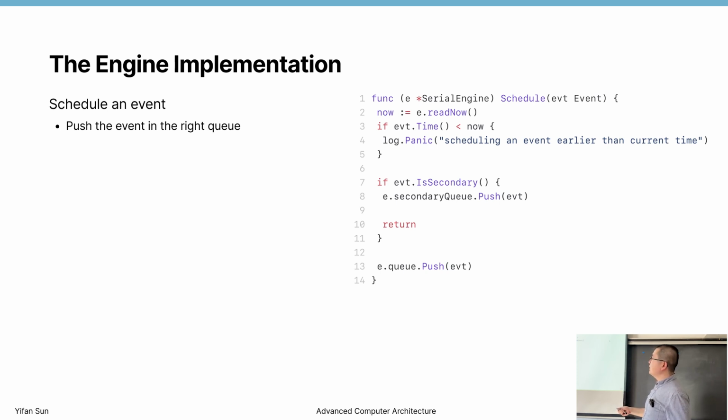We encapsulate it in a read function because there's some concurrency issue. We have to probably use a mutex to lock the current time. Okay, so now is current read null. We get the current time.